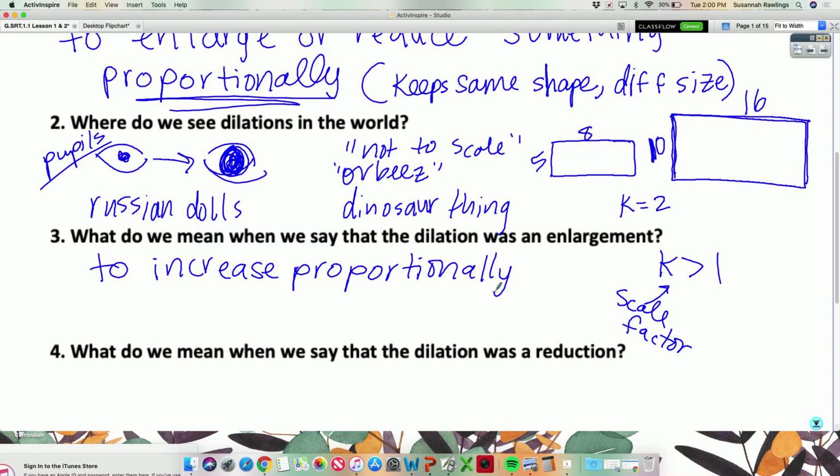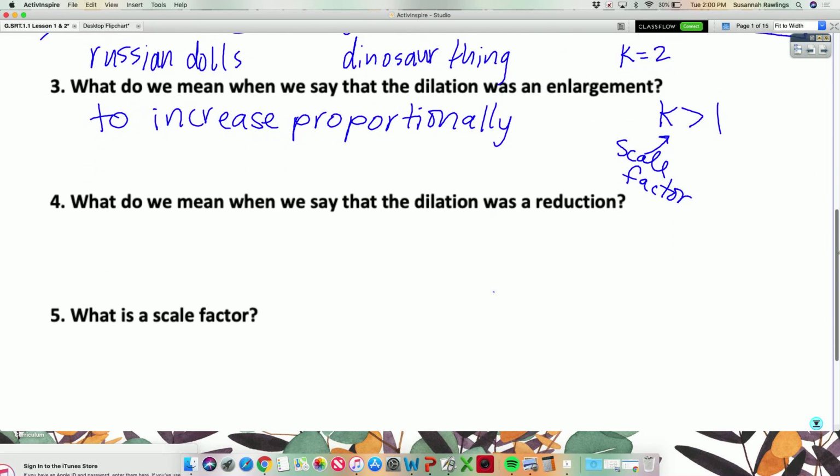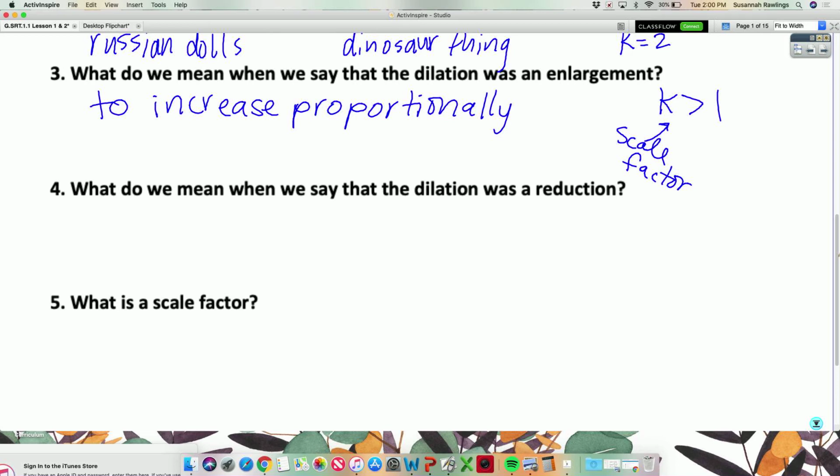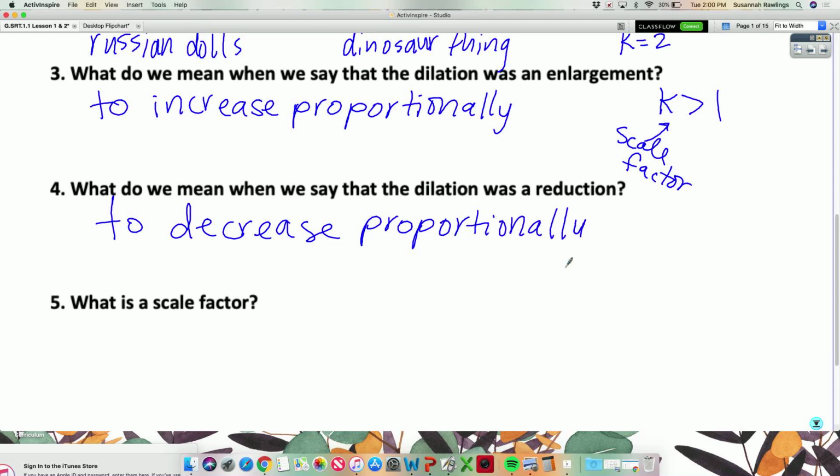Okay, make sure you're writing down these definitions. Okay, so what do we think the definition for reduction would be? To decrease proportionally. Can you read my handwriting now? Is it okay? Yeah. Okay, so this is going to be a scale factor. We're going to do one of those compound inequalities. It is going to be less than 1, but still greater than 0. So, like any sort of decimal or fraction, we're not going to go into the negatives for reduction, but it has to be less than 1.